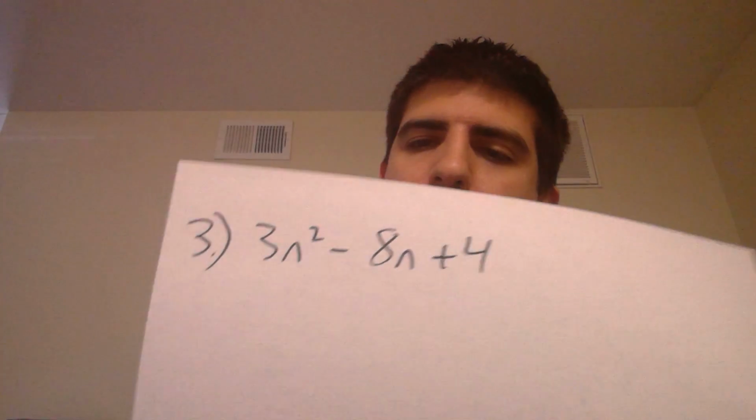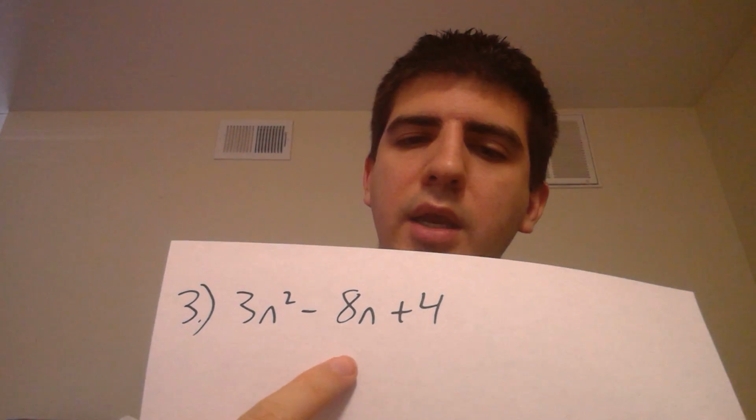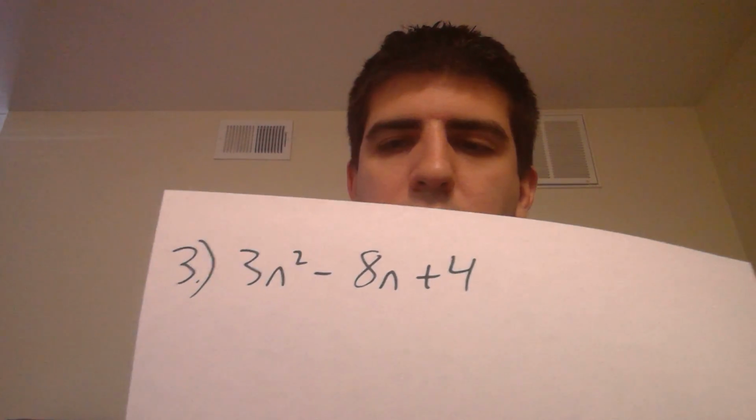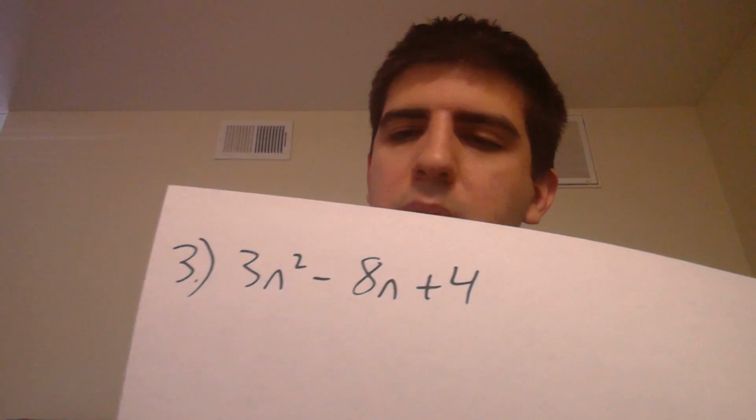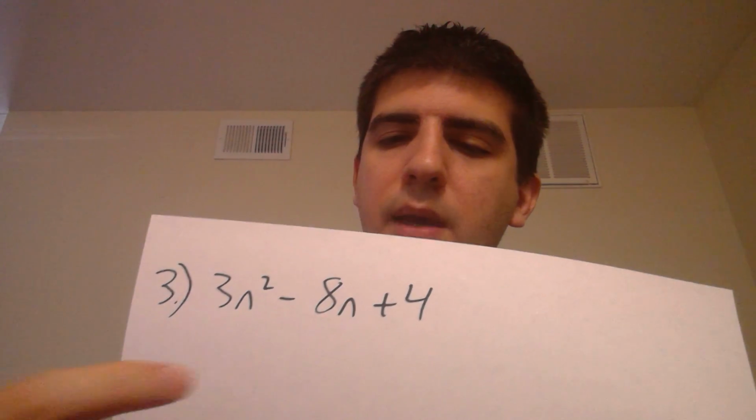All right, guys, I'm here for a couple more examples of the harder problems. I'm reading number 3 next. Number 3, we're trying to factor 3n squared minus 8n plus 4. Same idea as before, guys. We want to find numbers that multiply to AC and that sum to B.